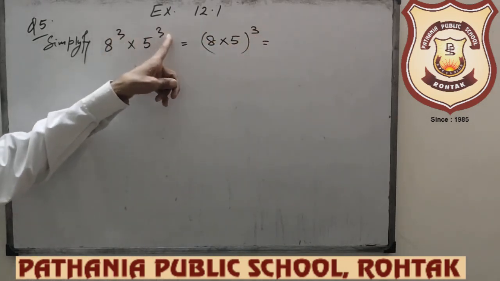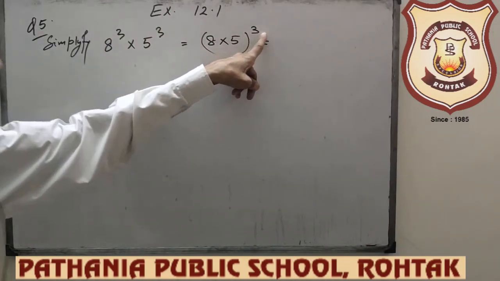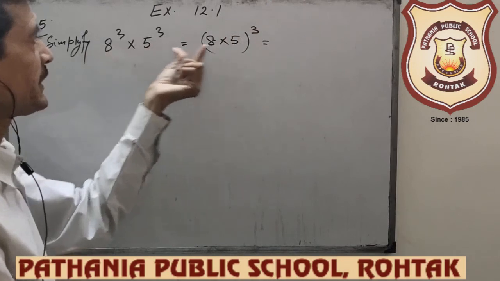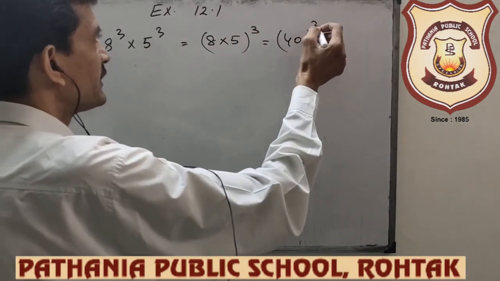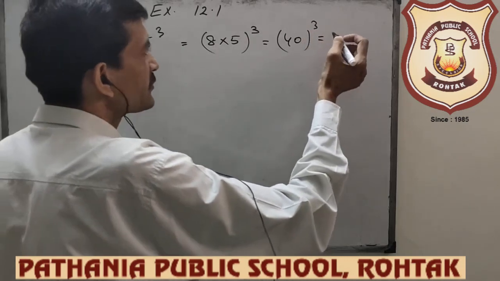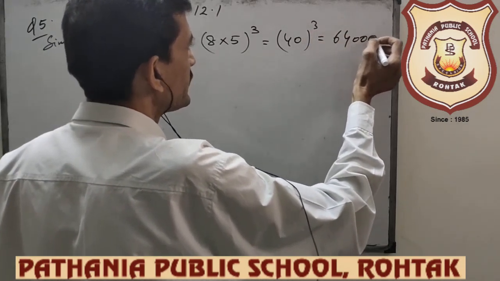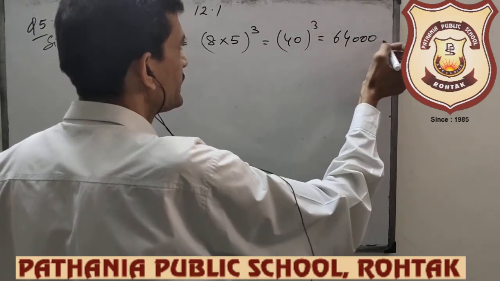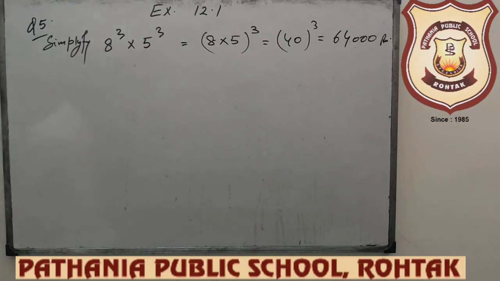If powers are same, then we can write the power only once and multiply the bases. So it is 40 raised to the power 3. What is 4 raised to the power 3? 64 and 3 zeros, because 3 times zeros. This is the answer. In this way you can do it.